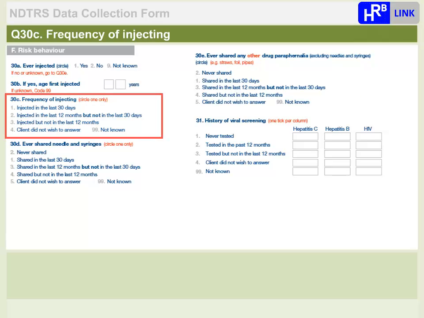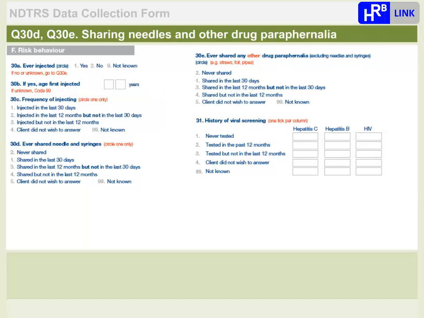Question 30C, frequency of injecting. In line with requirements for reporting to Europe, information on the time period during which the client last injected has been expanded to offer 4 possibilities. Only circle one of the options.